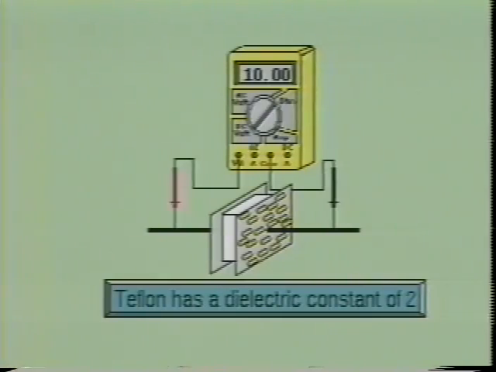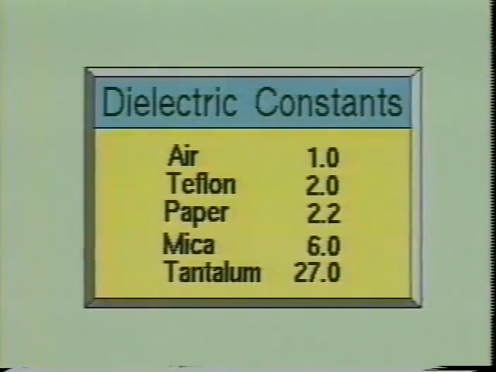By putting the Teflon dielectric between the plates, we have doubled the capacitance of the capacitor. The ability of the dielectric to increase capacitance is called the dielectric constant. As you can see, Teflon has a dielectric constant of 2. Therefore, when Teflon is used as the dielectric material, it will double the chargeability for the same voltage across the plates. In effect, it doubles the capacitance of the capacitor. Air is arbitrarily assigned a dielectric constant of 1. All solid substances and liquids will have a dielectric constant greater than 1.